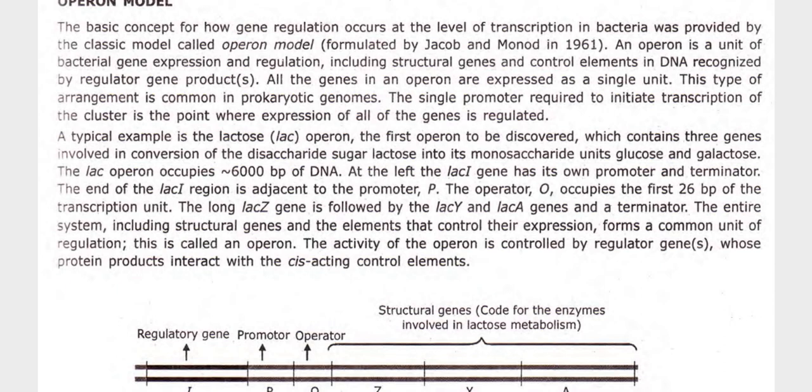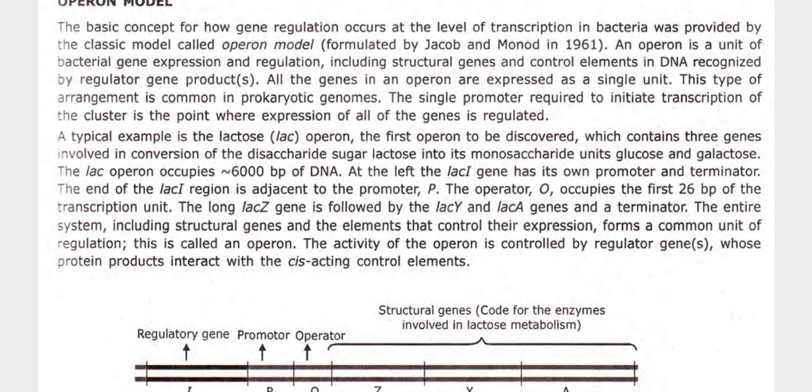This type of arrangement is common in prokaryotic genomes. A single promoter is required to initiate transcription of the cluster and is the point where expression of all of the genes is regulated. A typical example is the lactose operon or lac operon, the first operon to be discovered, which contains three genes involved in conversion of the disaccharide lactose into its monosaccharide units glucose and galactose. The lac operon occupies about 6,000 base pairs of DNA.